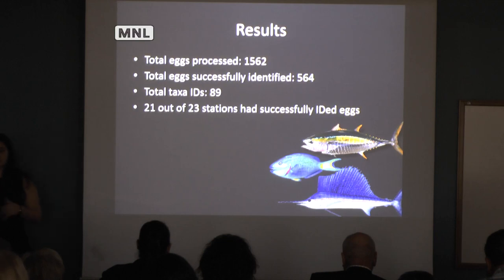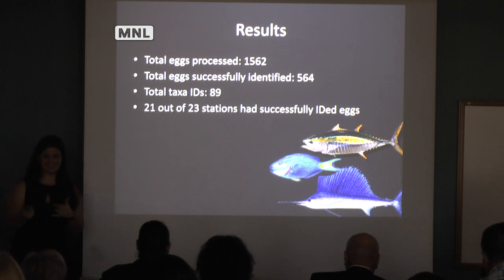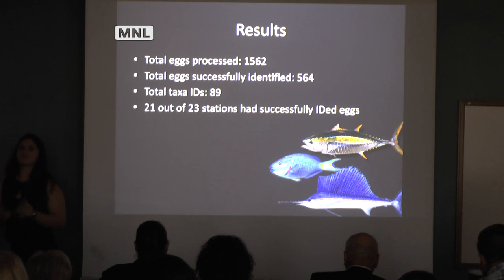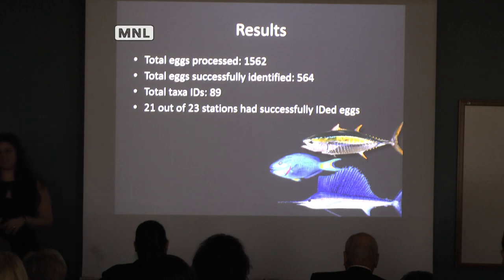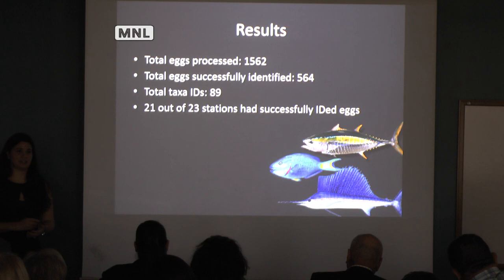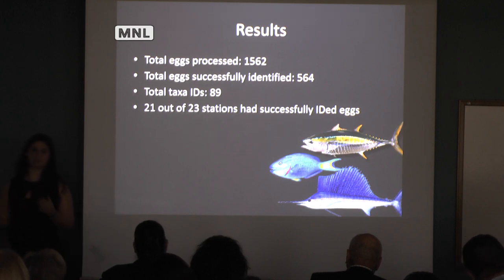Overall results from the second study are that I processed 1,562 eggs. So just do a quick math in your head to see how many I processed over this whole master's with the help of an intern. And also we identified 564 of those eggs to 89 different tax IDs. And 21 out of these 23 stations had successful IDs.